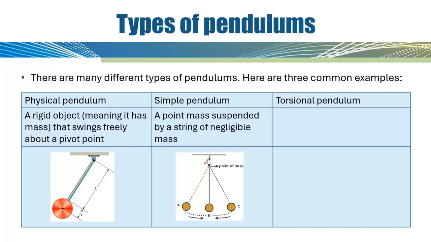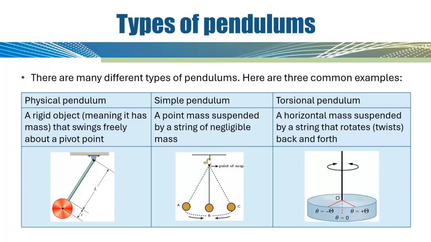A simple pendulum, on the other hand, consists of a small object called a point mass or pendulum bob that hangs from a string with negligible mass. A torsional pendulum consists of a hanging mass suspended by a negligible string that, instead of swinging back and forth, twists back and forth around its central axis. And it's important to recognize there's different types of pendulums because each has a different equation to describe its motion.